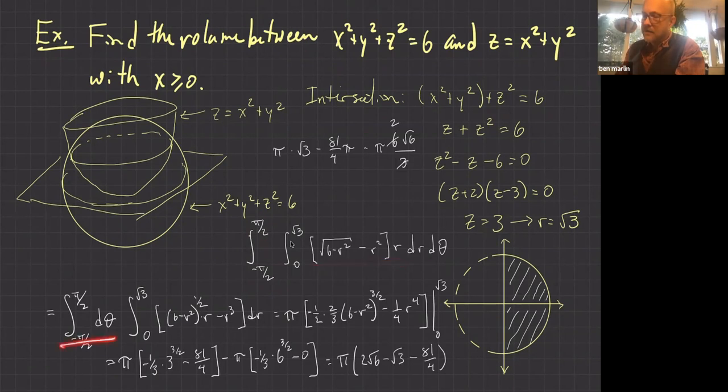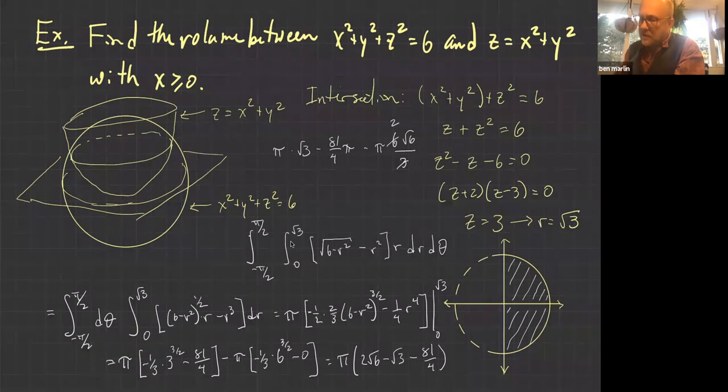That means we can factor out the d theta. We are integrating d theta from minus pi over 2 to pi over 2. That means we just get pi out of it. Okay. And then the hard part is actually integrating this deal here.